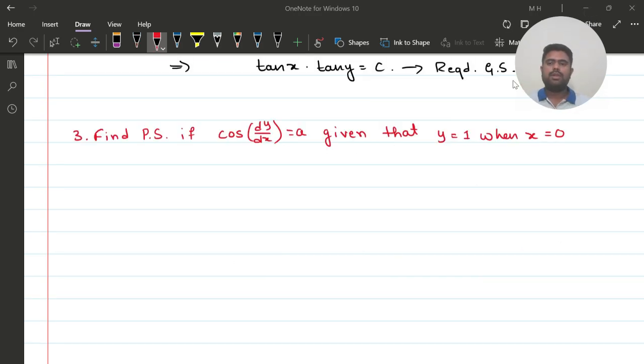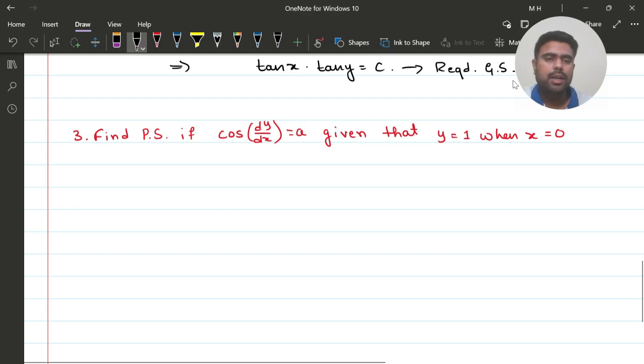Okay, so this is our third problem. Find the particular solution if cos of dy by dx equal to a, where a is a constant, definitely, given that y equal to 1 when x equal to 0. So see, this condition y equal to 1 when x equal to 0 is what we are going to use to find the particular solution.